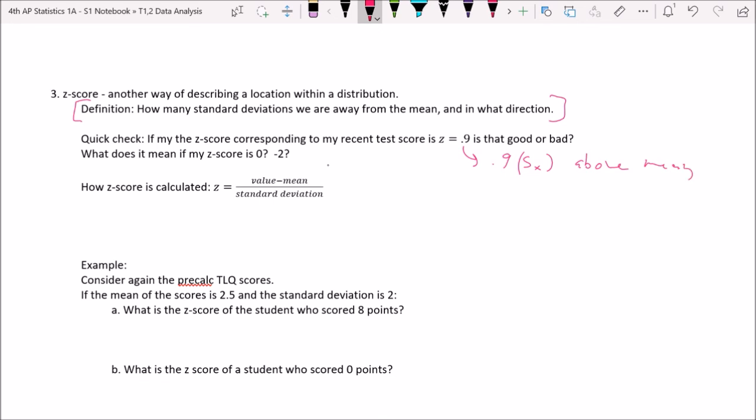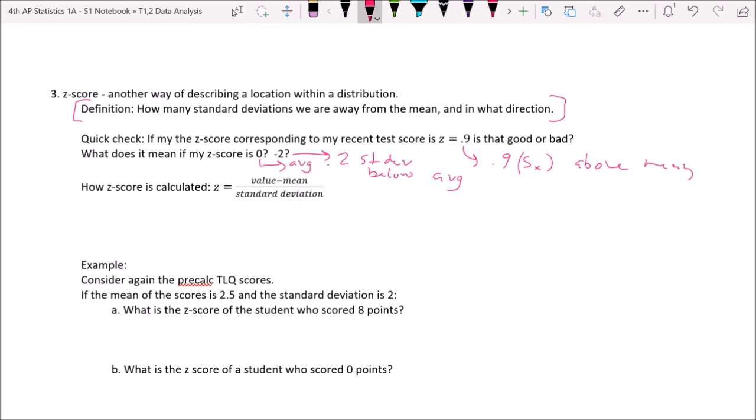If your z-score for your test is 0, that means your score is literally average. You scored right on the average. If your score is -2, you scored 2 standard deviations below the average. And that's not good. Okay, that's quite bad. You do not want that.